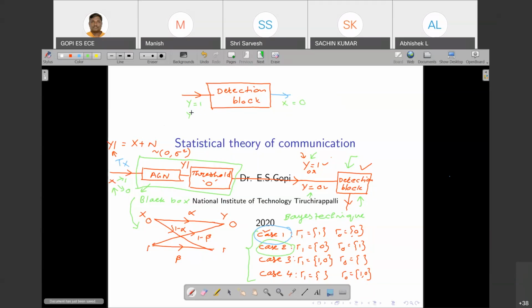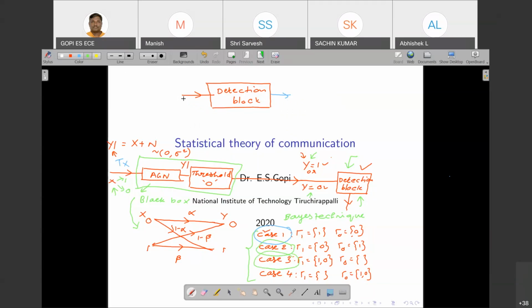When y equal to 0 is what you receive, you have to decide that x equal to 1. So it is the other way around. That is the case 2 here. And then when you go for this 3, right? So in that case, you have to go for what? So in both the case, right?